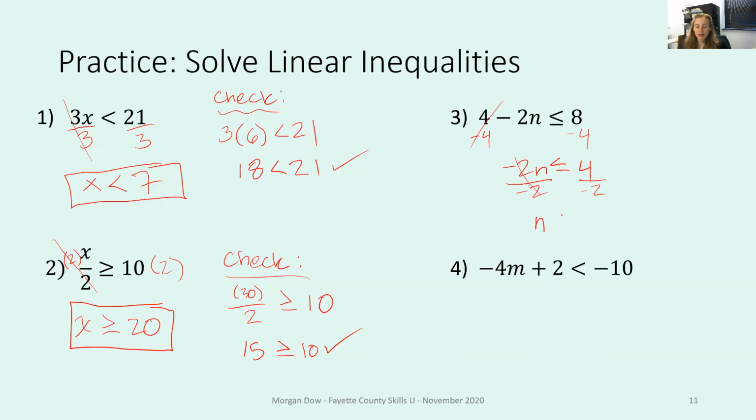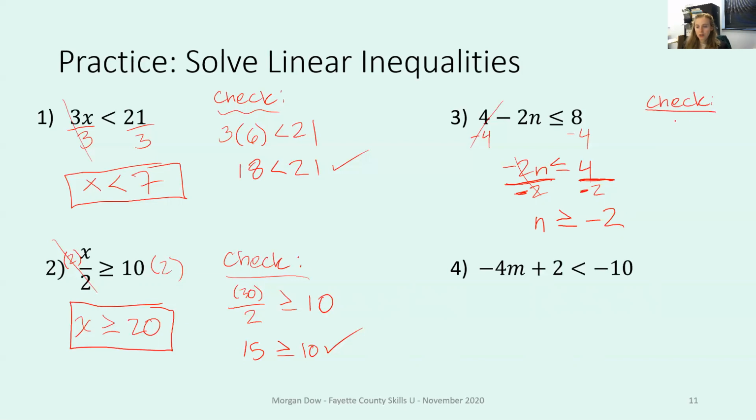So I have n, and then I'm going to flip my sign because I just divided both sides by a negative number. So if I multiply or divide both sides by a negative number, I have to flip it. So I'm left with n must be greater than or equal to negative 2, because 4 divided by negative 2 is negative 2. And let's check.